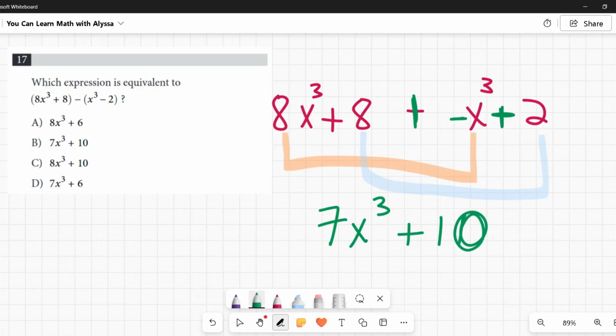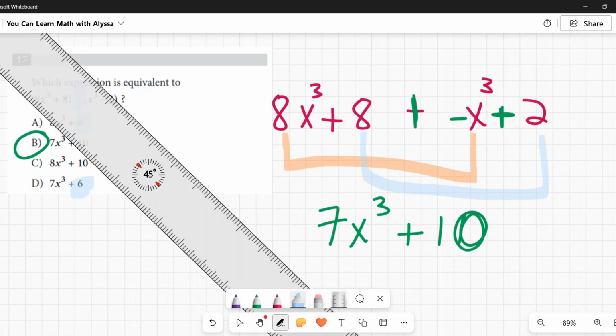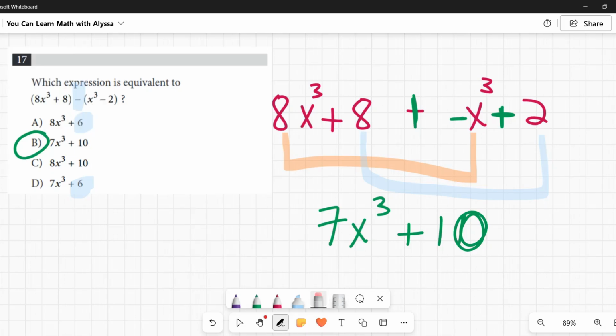So 7x cubed plus 10, and that is B. But if you notice here, they are really trying to mess you up with that minus there and the minus 2. Because if you just treated it as a negative 2 inside the parentheses and you did not take that minus in the middle into account, you would have 8 minus 2 or 6. And look, sure enough, there's a 6 there. They keep trying to mess with you, but the answer there is B, 7x cubed plus 10.